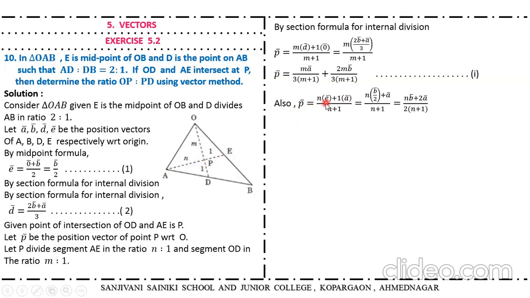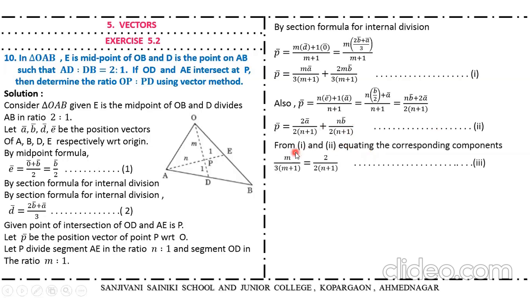Again, P bar is equal to (n e bar plus 1 a bar) upon n plus 1, which is equal to (n times b bar by 2 plus a bar) upon n plus 1, which is equal to n b bar upon 2 times (n plus 1) plus a bar upon 2 times (n plus 1). This is equation number 2. Now from equation 1 and equation 2, equating the corresponding components, we get these two equations. Corresponding components means the A bar components and the P bar components. So these are the two equations.